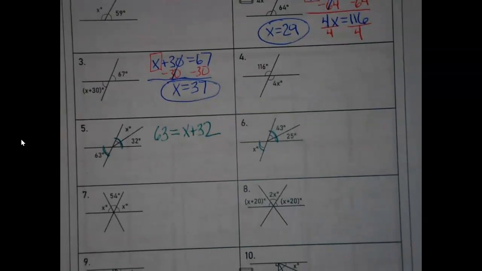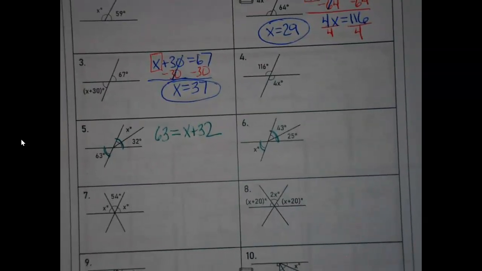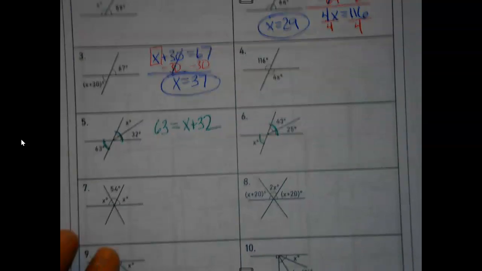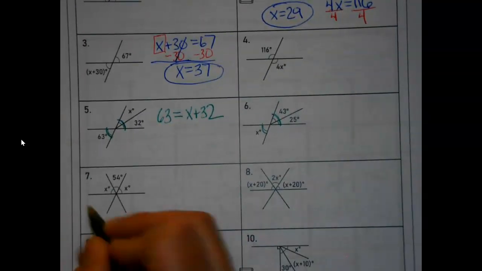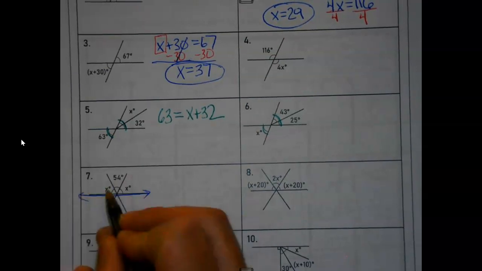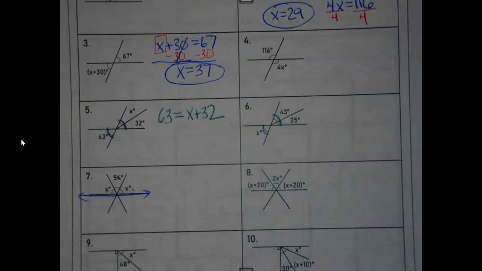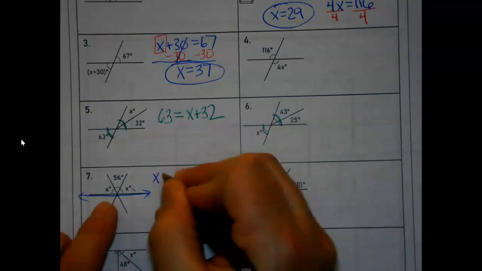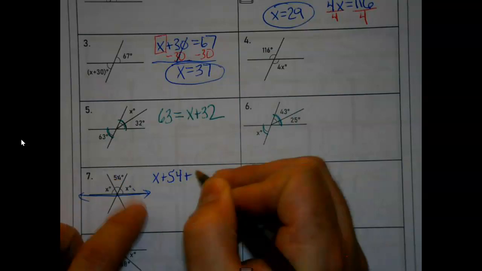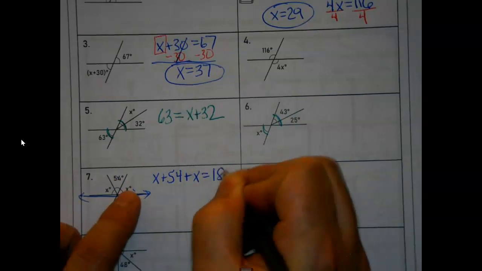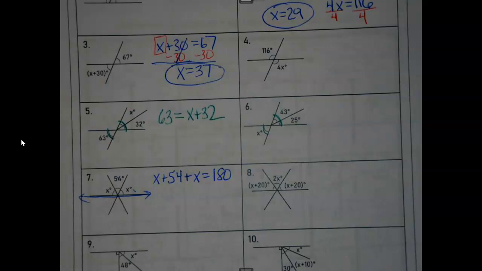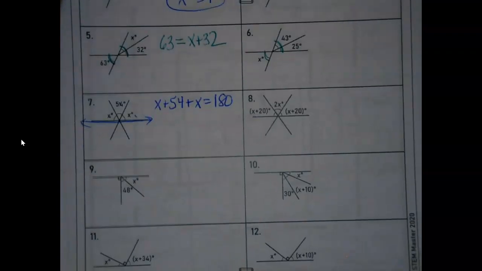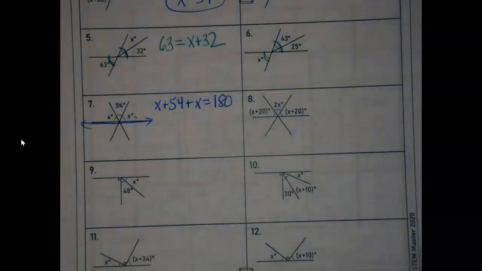Or you may get into a dilemma where you look at something like number 7. Now, hey, they're all making a straight line, but there's 3 of them. Don't let that fool you, but x plus 54 plus that other x make a straight angle, so it'd be 180. I'd combine my like terms and I'd solve it. So, again, just trying to get you thinking a little bit here on the setup.